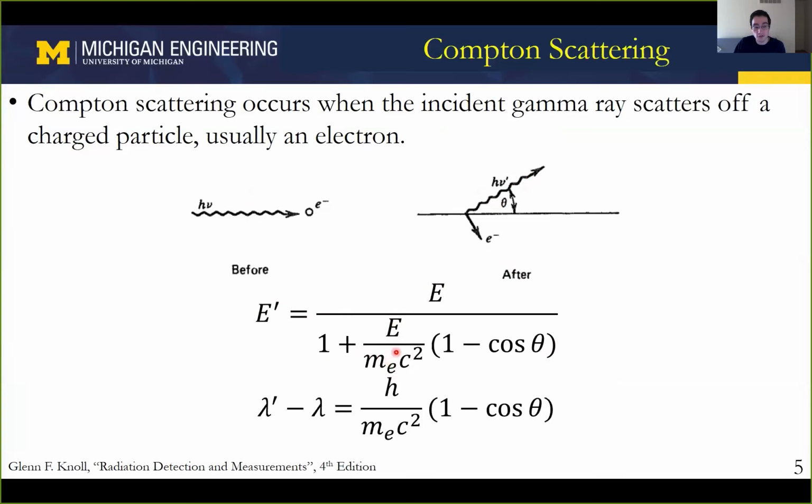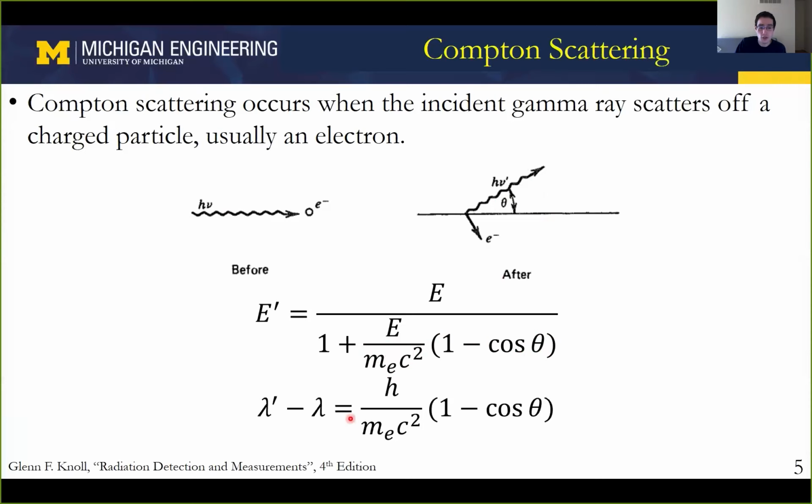Naturally, you learn from everything E equals mc squared. This basically describes the rest energy of the electron. m_e is the mass of the electron, c is the speed of light. So this is the rest energy of the electron. And then you multiply that by the quantity of 1 minus cosine theta. Again, theta here is the scattering angle.